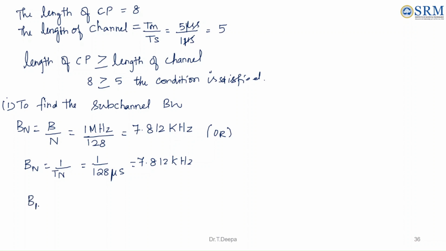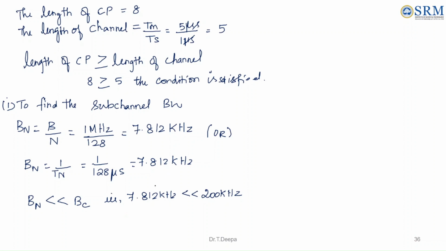So now, Bn, the subchannel bandwidth, 7.812 kilohertz, is much lesser than Bc, the coherence bandwidth. So what is the coherence bandwidth? It's nothing but 200 kilohertz. So negligible ISI. The condition is satisfied because Bn is much lesser than the coherence bandwidth, and because of the larger coherence bandwidth, no ISI. So the condition is also satisfied. Therefore each of the subchannels undergoes flat fading.